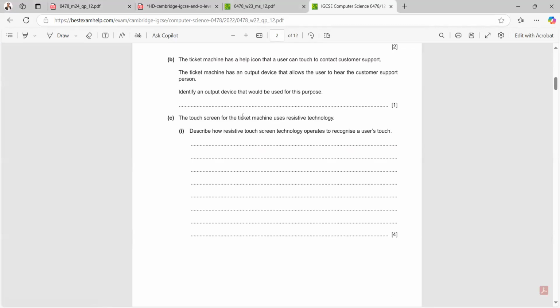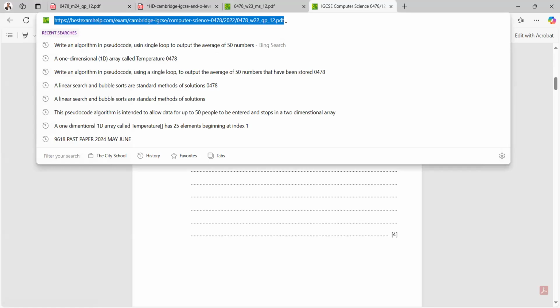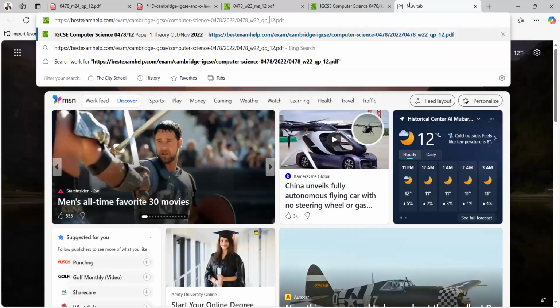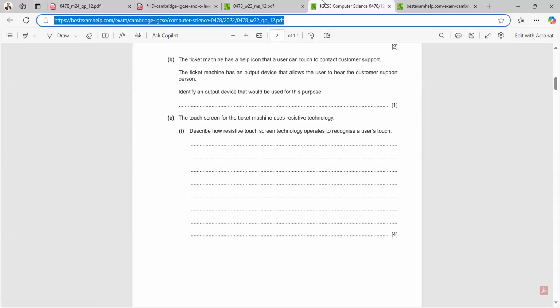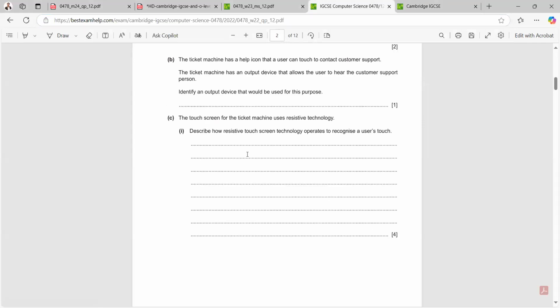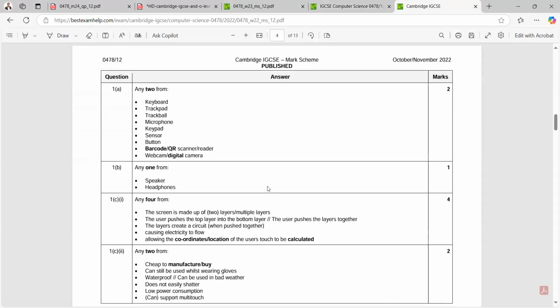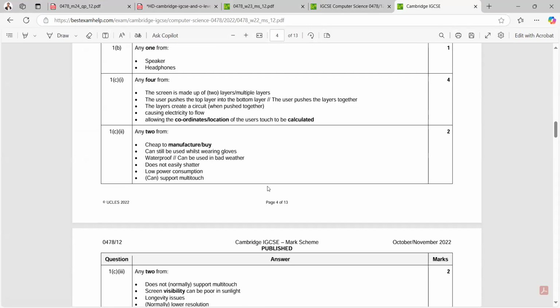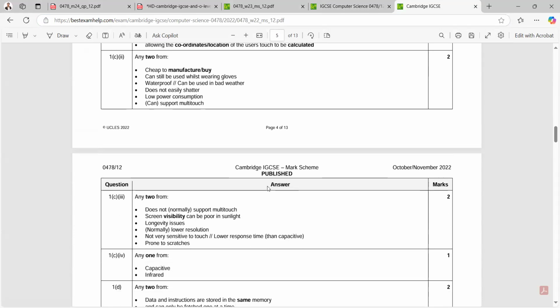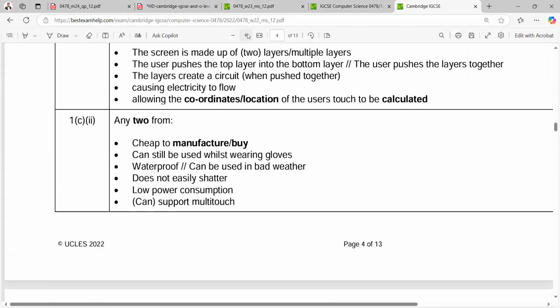The touch screen for the ticket machine uses resistive technology. Describe how resistive touch screen technologies operates to recognize a user's touch. This is regarding the operation. Operations are not included, but I don't think it will cost us anything if you just go through it. So you can go through this part, that C part 1.